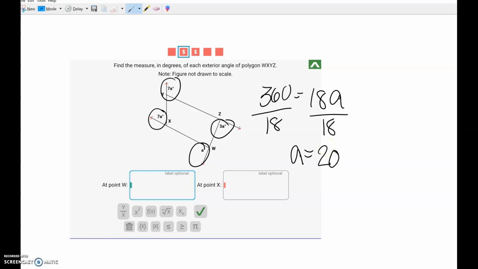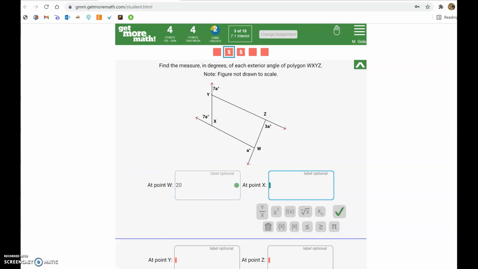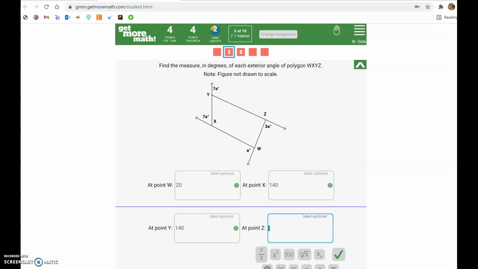At point W, I'm guessing it's going to ask us to plug in A for that. If I plug in 20 for A, it is talking about those exterior angles. So we would do 7 times 20, which is 140. At point W, 7 times 20 is again 140. And at point Z, 3 times 20 is 60.